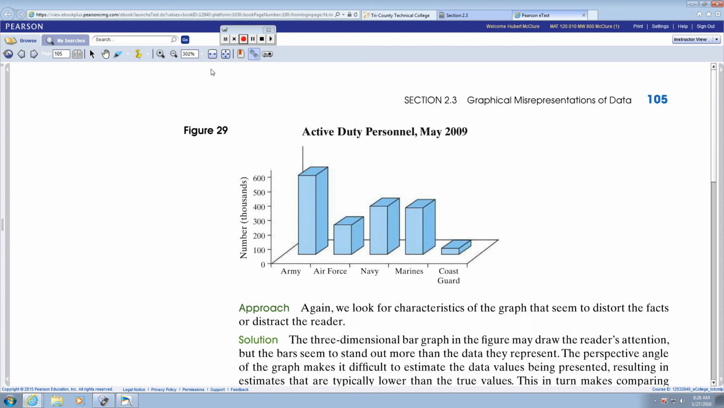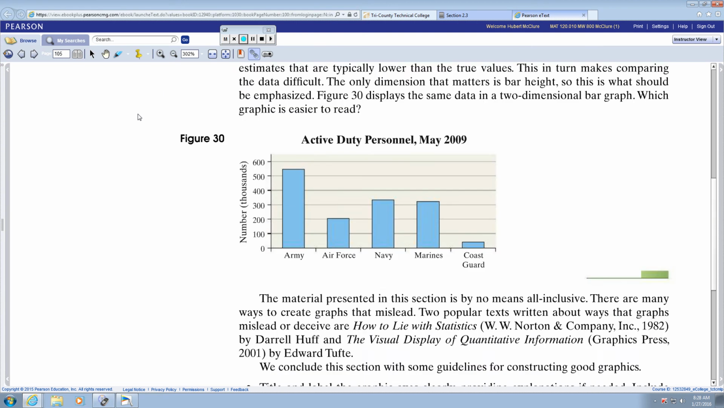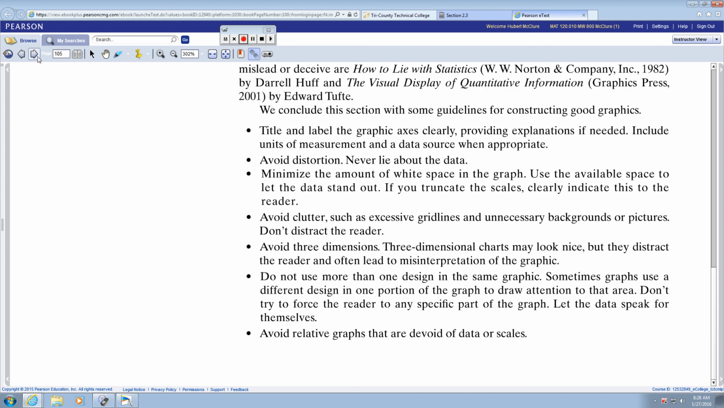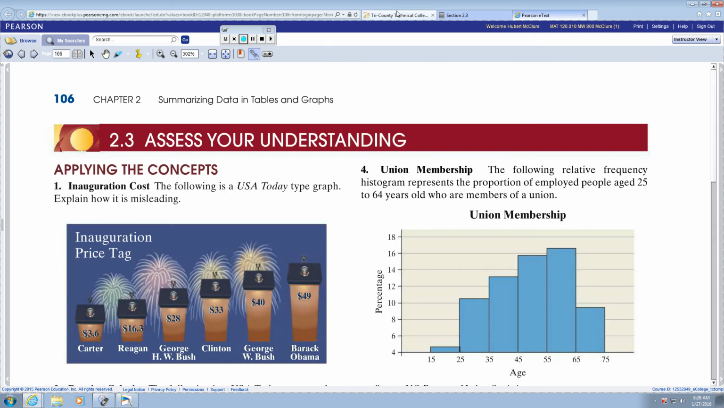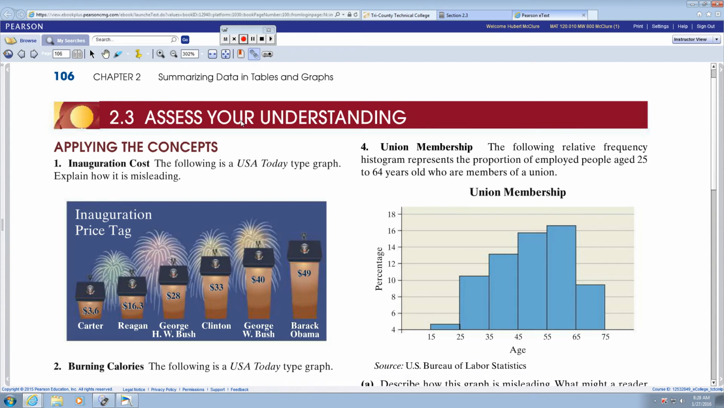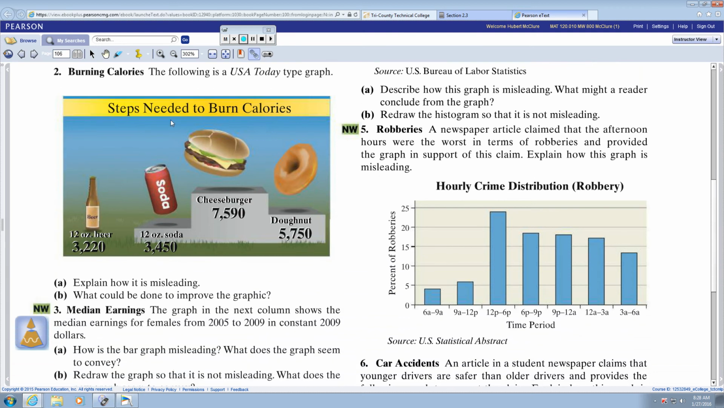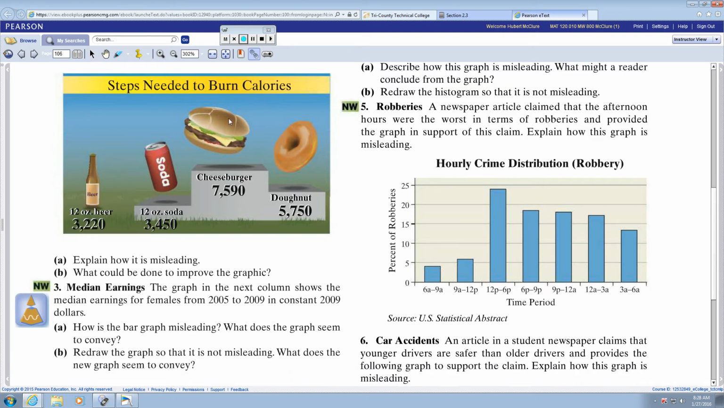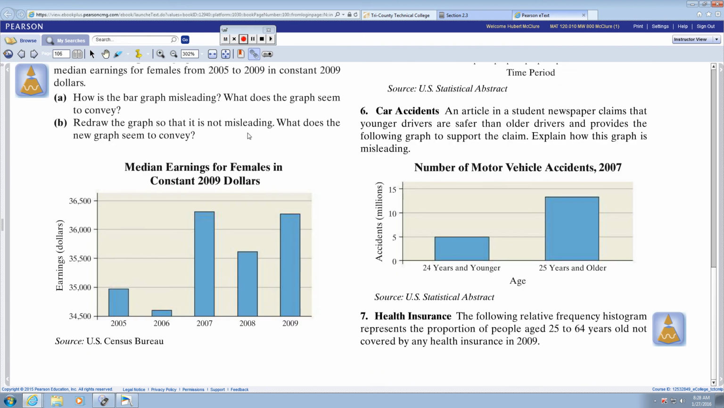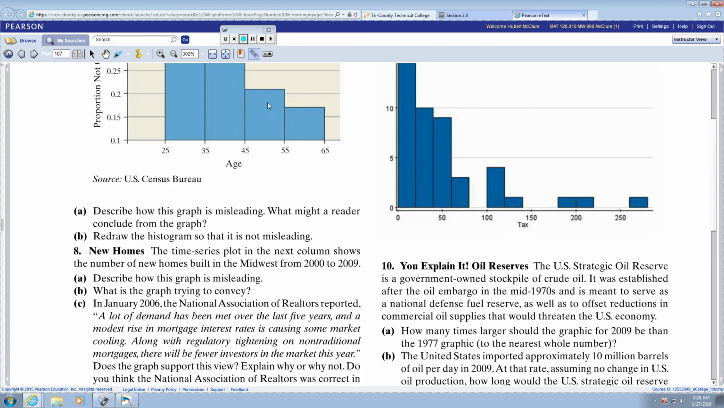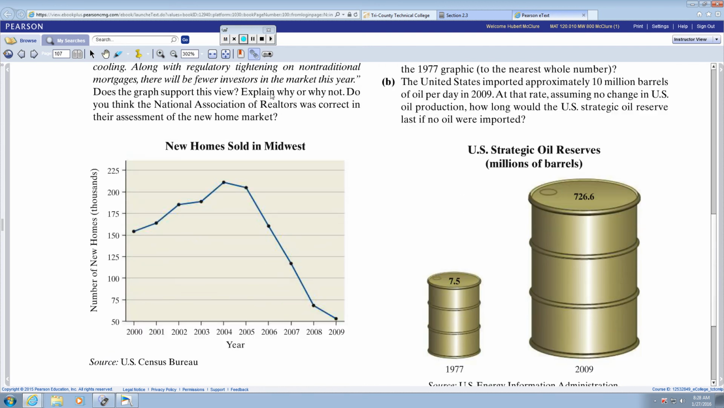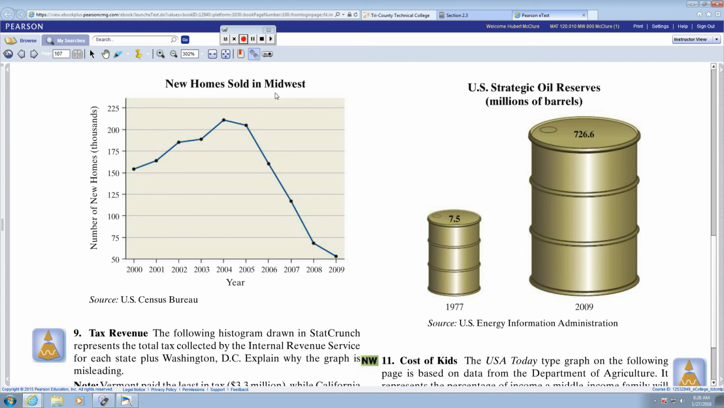They got an oil barrel somewhere in here that might be in the homework. All I want you to do is be aware of the distortion. And when I see one, it's probably in the homework. Let's see if I can find it. There's the oil barrel. Let's look at that one. That's a good example. I like to use the hint, hint.